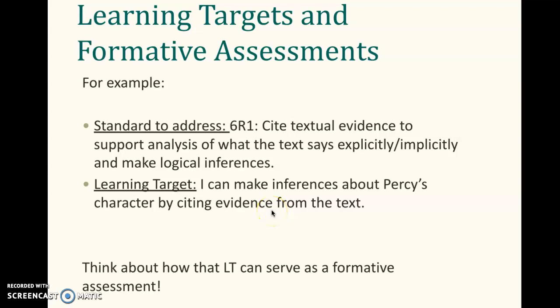So think about how that learning target can be the formative assessment. Think about what it's saying. I can make inferences about Percy's character by citing evidence from the text. That should be the assessment at the end of the lesson, right? Which makes sense if that's the target that students are aiming for by the end of the lesson.